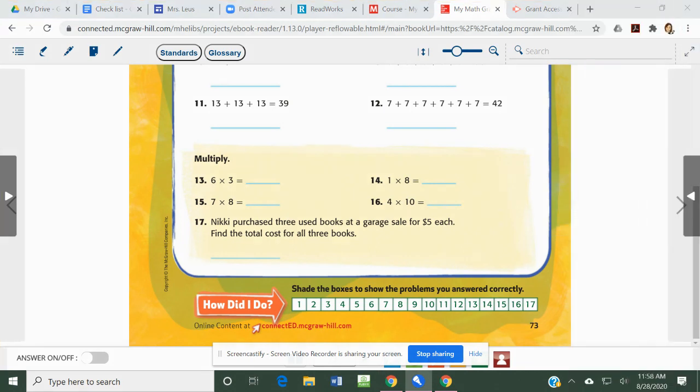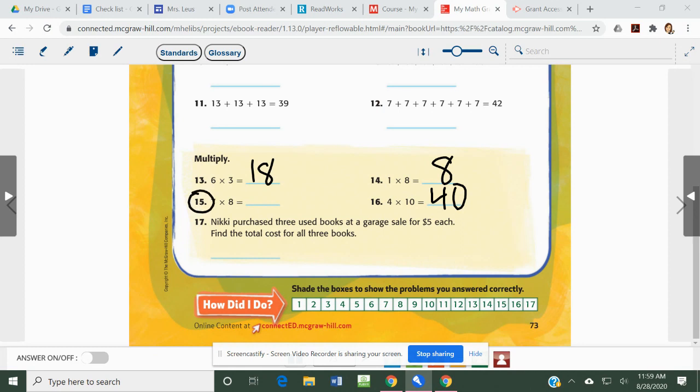All right, so now we're multiplying. We're just going to do multiplication. We are going to learn our multiplication facts by the end of 5th grade. You're going to know all your multiplication facts for 0 through 12 memorized. 6 times 3, 18. 1 times 8, 8. 4 times 10, 40.